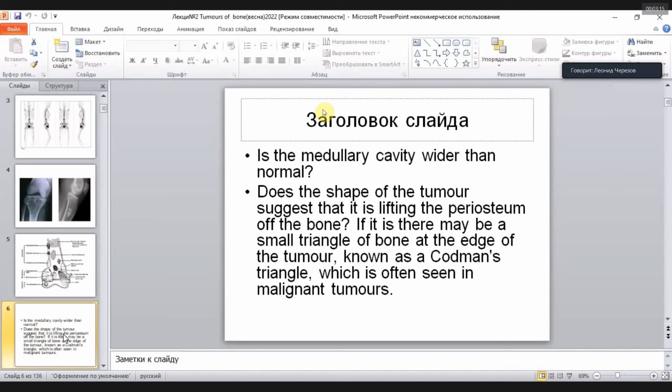Does the shape of the tumor suggest that it is lifting the periosteum of the bone? If it is, there may be a small triangle of bone at the edge of the tumor, known as the Codman triangle, which is often seen in malignant tumors.